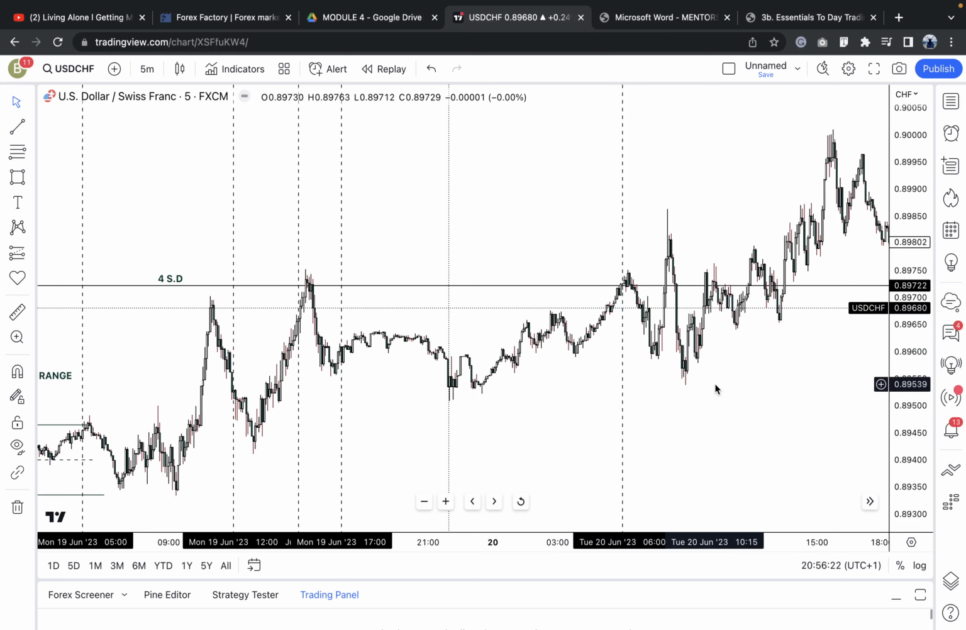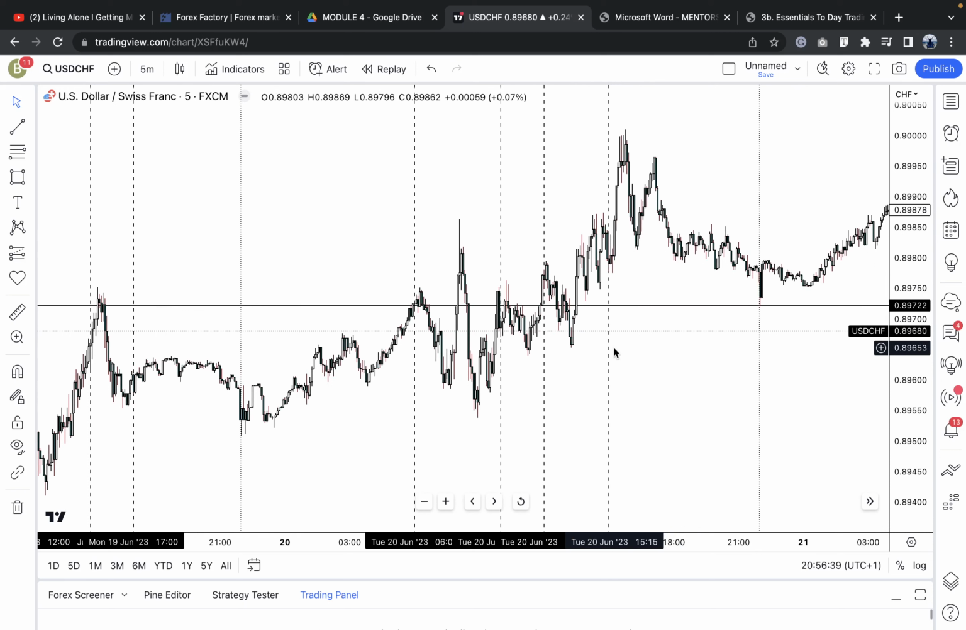Start of London session, end of London session. In between this is your London launch. Dead period, consolidation, you can see how the market consolidates. Start of New York session, end of New York session. London close, end of London close.